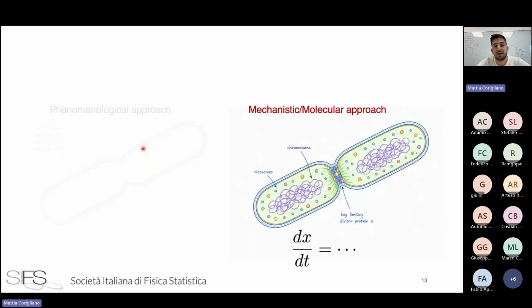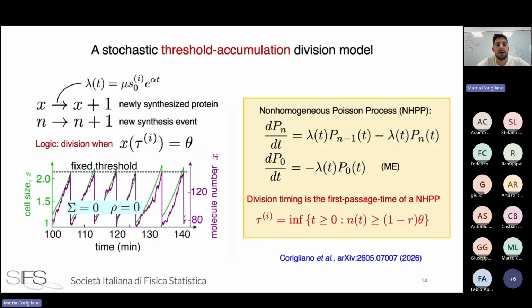And I'm going to present some recent results, some attempts to do that with just one divisor protein. So basically, all the details inside the cells will be neglected apart from one key molecule X, which is thought to be limiting for the cell division. And of course, we need to then specify the law for how this protein accumulates, and how the decision of dividing is taken depending on the dynamics of the protein. So these will be the two ingredients that define our model, which is called the threshold accumulation model.